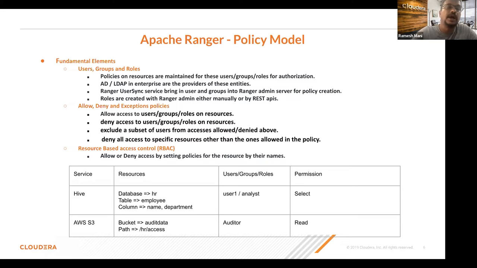The next key element is how these policies are managed. There are policies which allow users to do these operations, and you can have deny policies, and you can allow certain users, except there are exceptions. These are called exception policies. So exceptions are in two ways: deny some users and allow one set, or allow some set and deny some. Those kinds of mechanisms can be built using the policy management that you see in the Ranger UI.